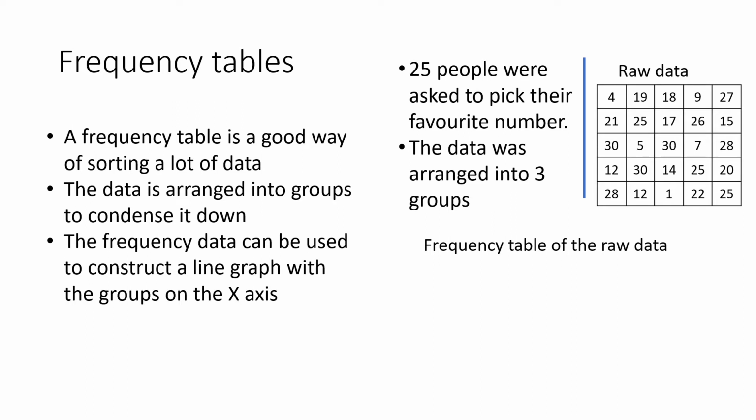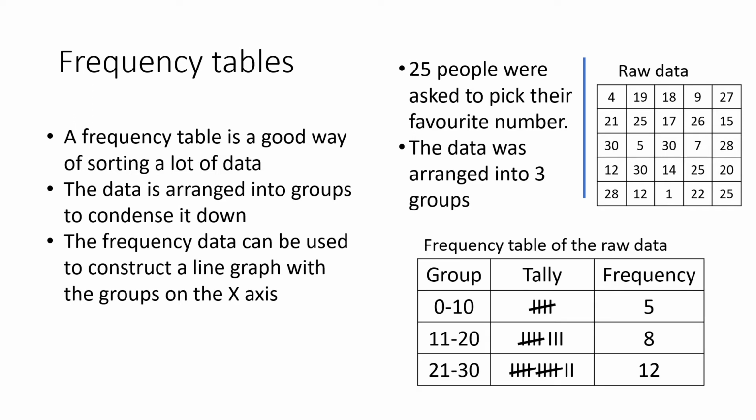Remember, a frequency table is a way of arranging large amounts of data into a kind of summary table. If you look on the right hand side, we've got a whole bunch of raw data, 25 data points, and we've literally grouped them into 3 groupings. By putting them into 3 groupings, 0 to 10, 11 to 20, and 21 to 30, we've then taken a tally. Remember, 1, 2, 3, 4 up and down, and 1 horizontal to get tally marks.